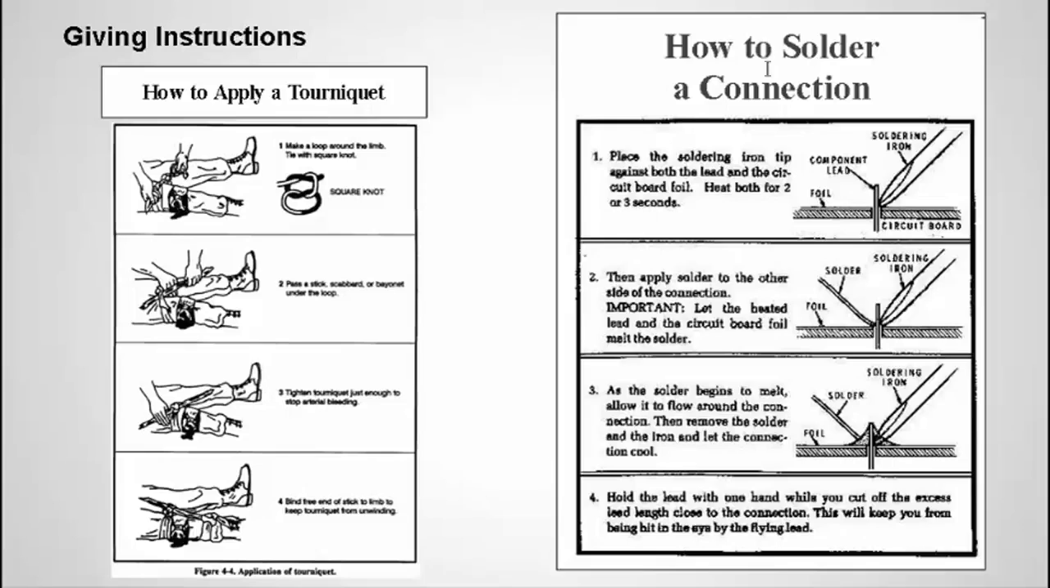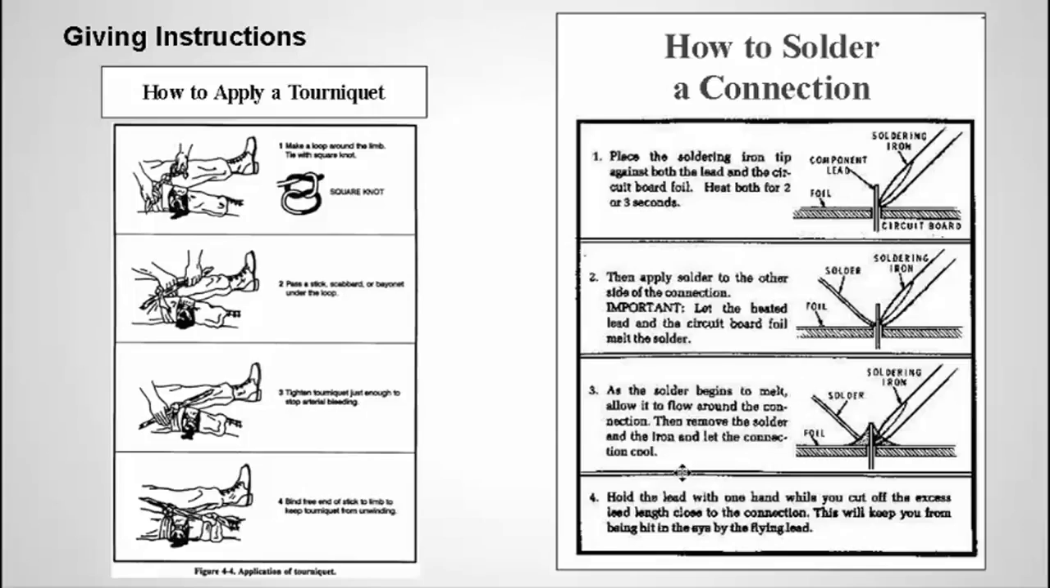Here's more instructions. How to solder a connection. Place the soldering iron tip against both parts. Heat for 2 to 3 seconds. Then apply the solder. Then let it flow. As the solder begins to melt, allow it to flow around the connection. Then remove the solder and the iron and let the connection cool.